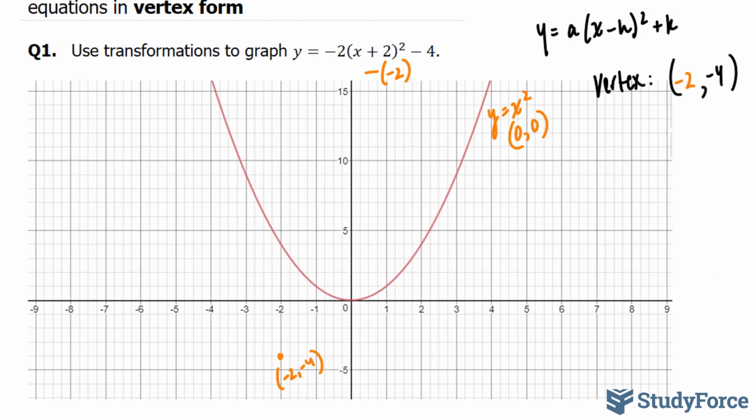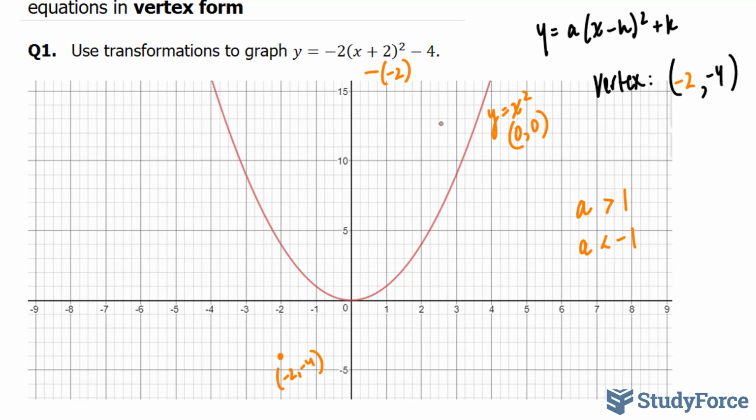Once you have found your vertex, your next step is to identify your a value. In our case, our a value is negative 2. Now we learned that when your a value is either greater than 1 or a is less than negative 1, you end up getting a vertical stretch, which means that it will get skinnier by a factor, in this case, of 2. So instead of having one that is as wide as you see in red, it's going to be skinnier by a factor of 2. Now without a table of values, it's going to be hard to show a skinnier parabola than this.